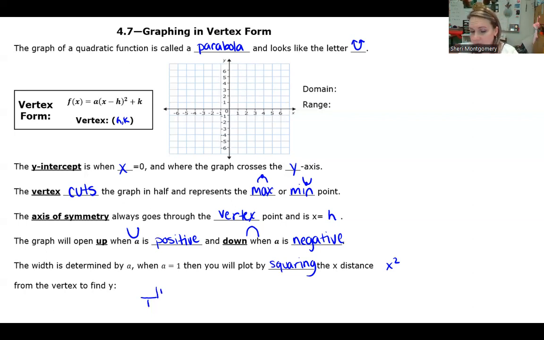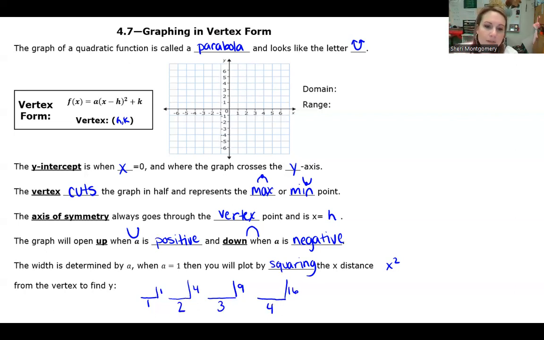Because that's 1 squared. If you move over a distance of 2, what's 2 squared? 4. If you move over a distance of 3, what's 3 squared? 9. And I'm not drawing this to scale. But if we moved over 4, how far up should we go? 16. Keep in mind that I am just assuming that we have a positive A. If it's negative, then it just means go over 1 and then down 1, over 2, down 4. So keep in mind that this is just for a positive graph.